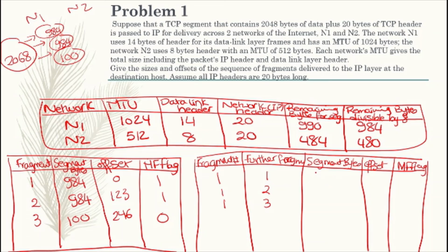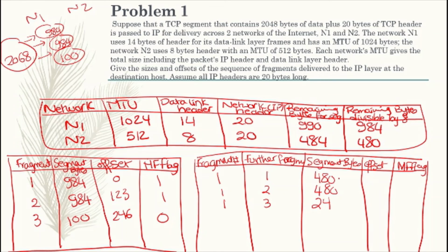The first one will have the full size, which is 480. The second one will also have the full size, which is 480. And the last one will have the remaining bytes. How to get the remaining bytes? We simply subtract 480 plus 480 from 984, which was the total size, and we have a remaining 24 bytes.